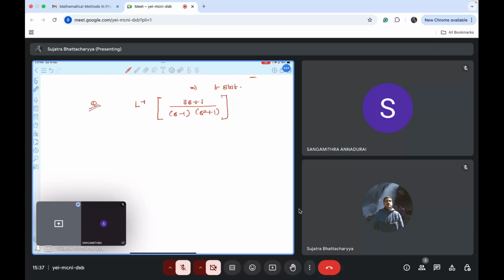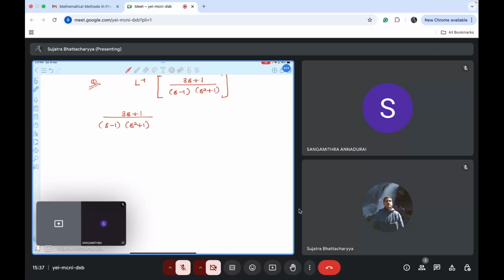So what I do is I write (s plus 1), this is the easiest way of doing anything, over (s minus 1) and (s square plus 1). What you can do is write A over (s minus 1), and since there is an s square over here, I will write (Bs plus C) divided by (s square plus 1). Whenever you have an s square, you have to write in the numerator like this, B times s plus C. Whenever you have a simple factor like this, s to the power 1 minus something, or s, you have to write only a constant.